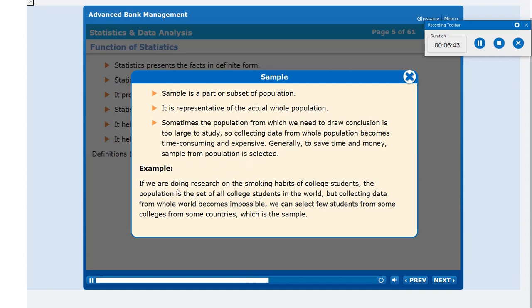Example. If we are doing research on the smoking habits of college students, the population is the set of all college students in the world, but collecting data from the whole world becomes impossible. We can select a few students from some colleges from some countries, which is the sample.